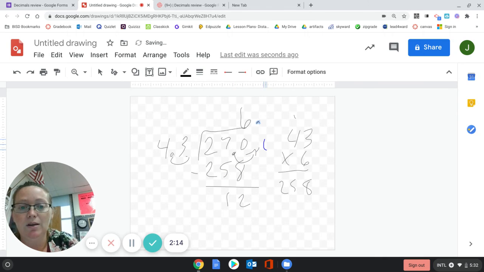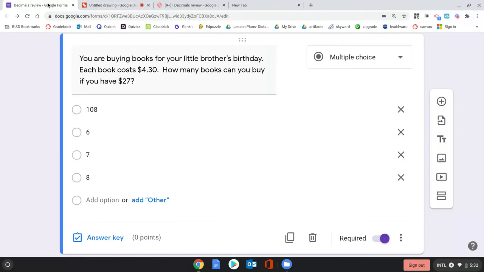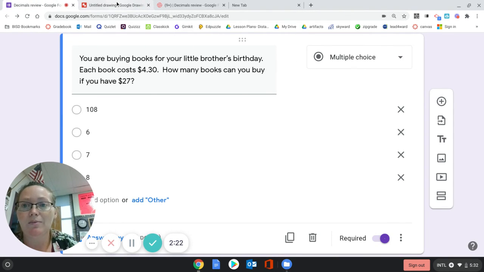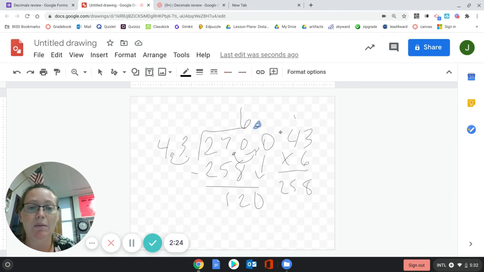What I could do here is put a 0.0. Does it really matter what number is after the decimal here? Because the question says, how many books? Well, can you buy a part of a book? Can I buy 6.2 books? No, I can only buy 6 books. So that's the answer.